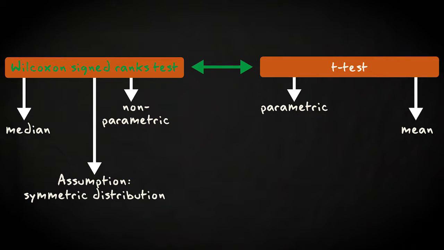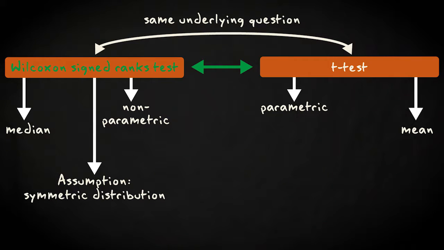Even though the mean and median are different population parameters, the question underlying the signed ranks and t-tests is the same. Are the observations in our sample coming from the assumed theoretical population? A large deviation from the expected mean, as well as the expected median, would provide similar evidence against the null hypothesis. Let me introduce the signed ranks test with an example.